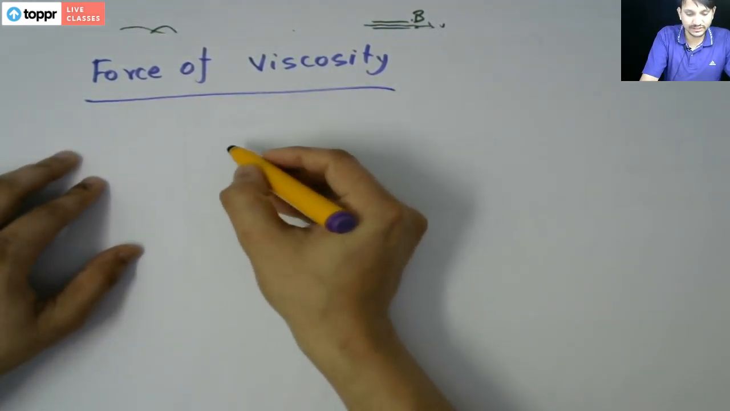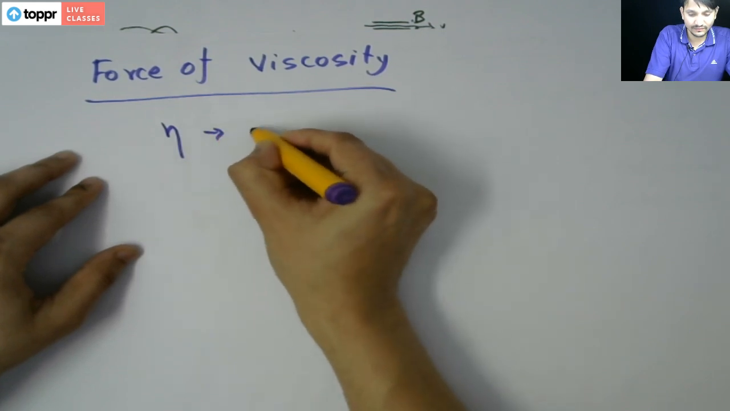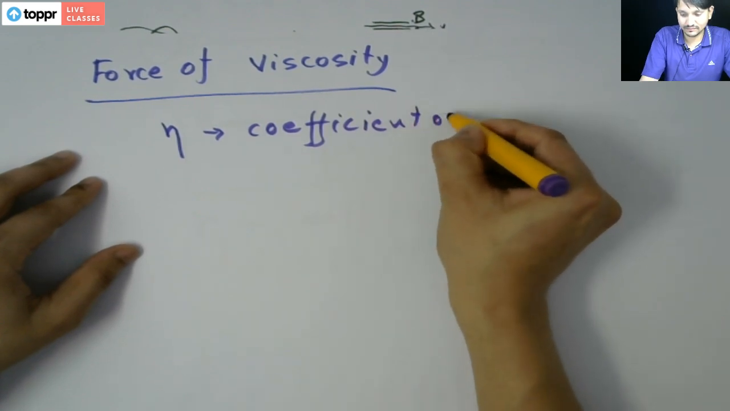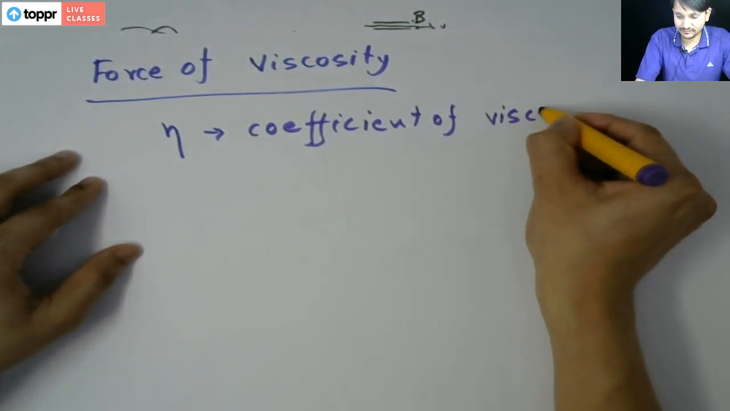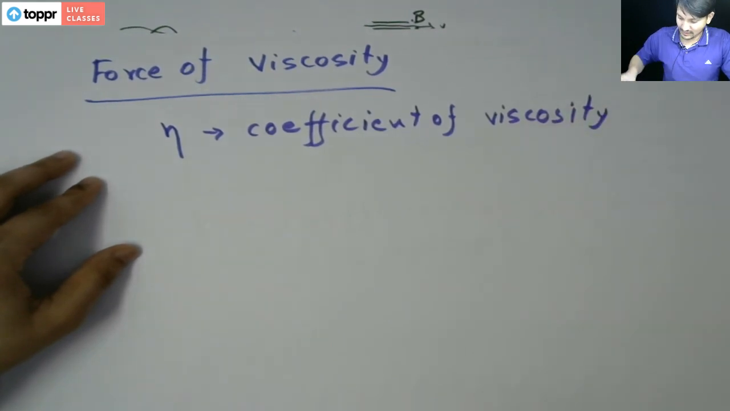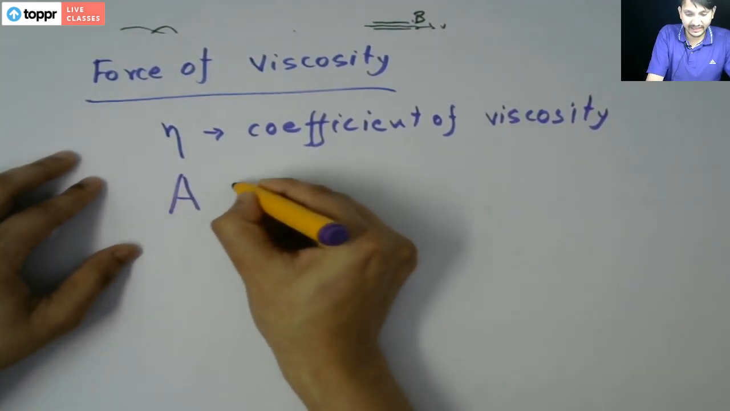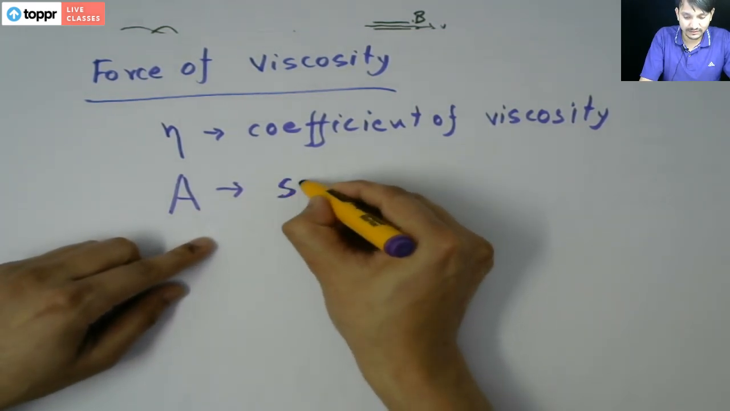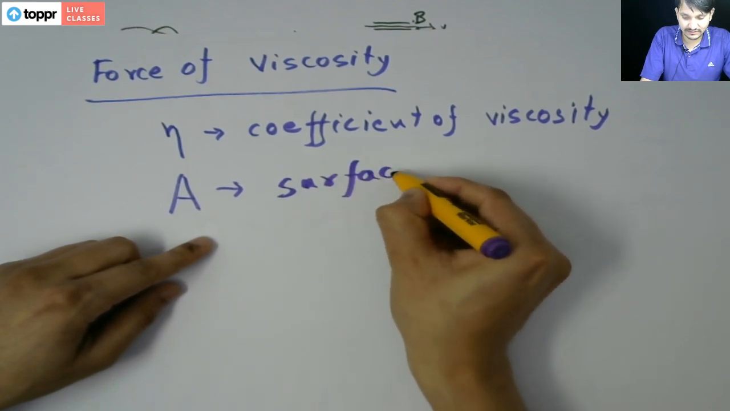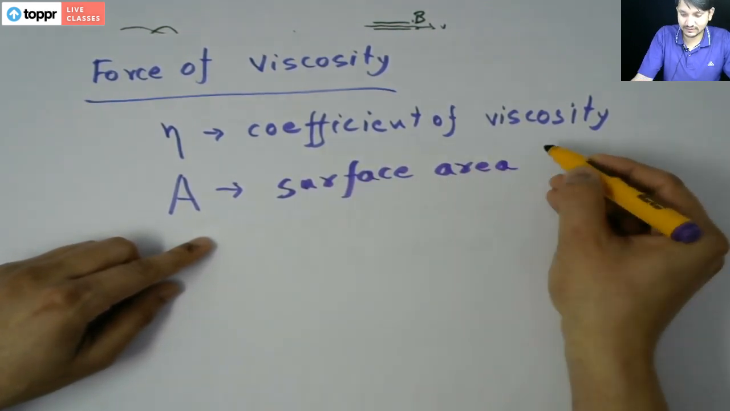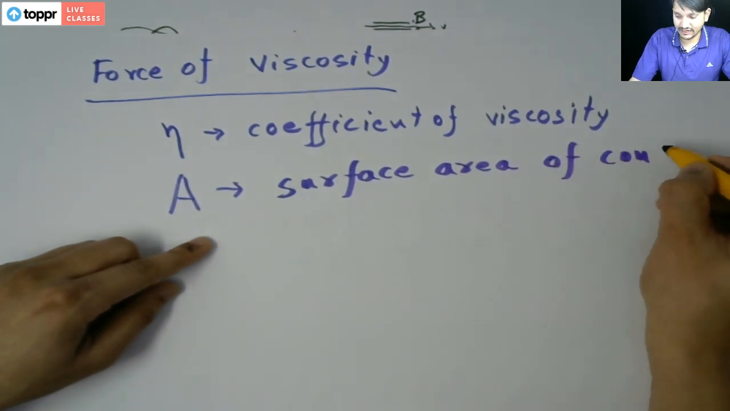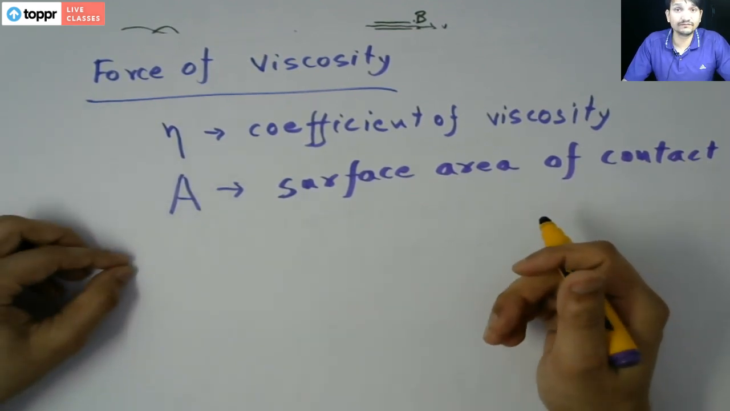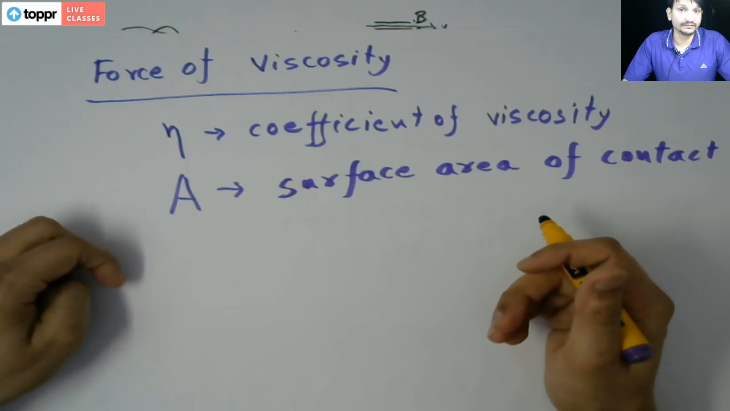So force of viscosity depends first on eta, which is the coefficient of viscosity. Then it depends on area, A, being the surface area of contact. So you might remember that a frictional force doesn't depend on area of contact.